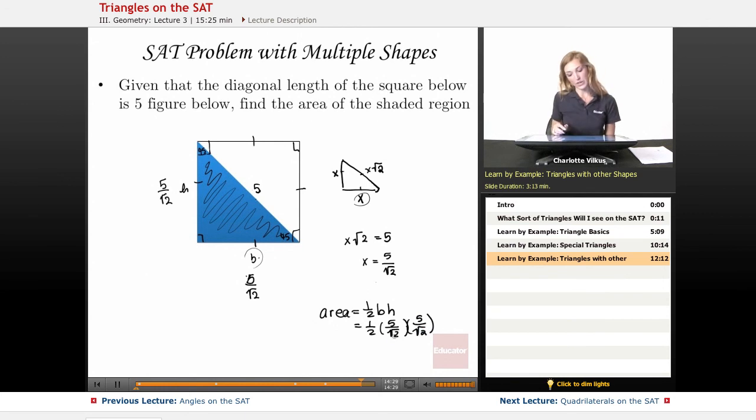And we know that with radicals, when we multiply, we can get rid of the radical sign. So here we basically have 5 times 5 over 2, because the square root of 2 times the square root of 2 is just going to give us 2, or the number under the radical. And we're going to multiply this by 1/2 to end up with our area. So we have 25 over 4 for our final answer.